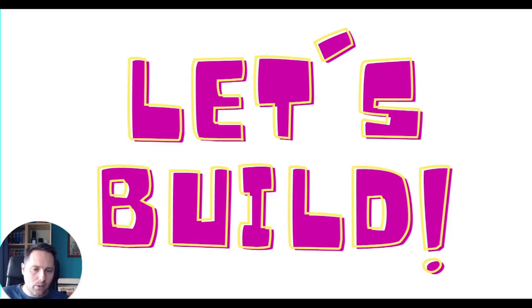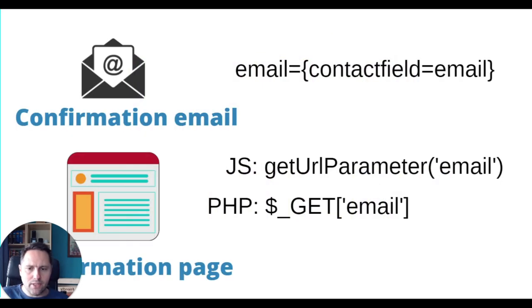Okay, let's do it now another way. So how can we invoke that tracking event, which would add the double opt-in tag or maybe even the email address to our contact? For that, we need to change things a little bit.